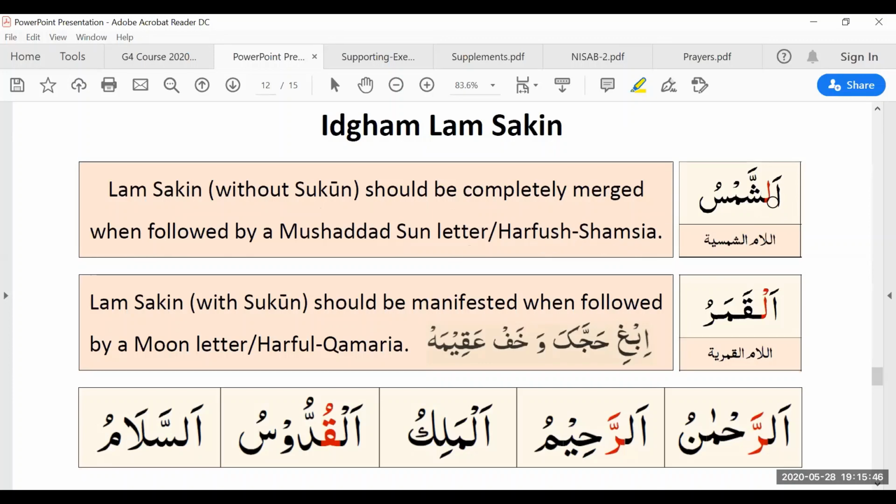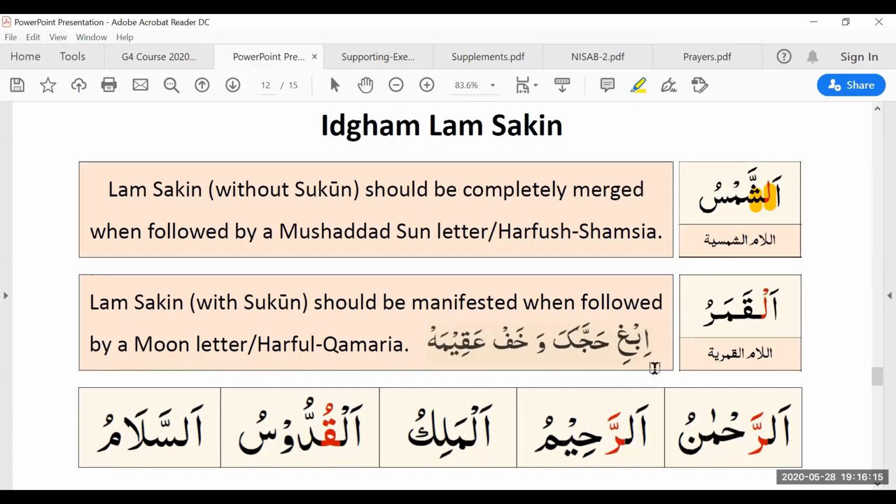So we can see in this case, we have lam. It doesn't have any sukoon mark, and it is followed by a letter which is one of the 14 hurufush shamsiya. The second category is if lam sakin appears with a sukoon, it should be manifested when followed by a moon letter, also known as harful qamariya. And we also learned this phrase.